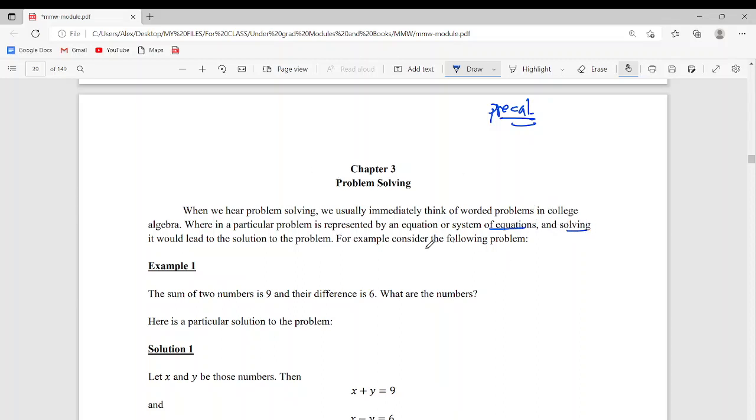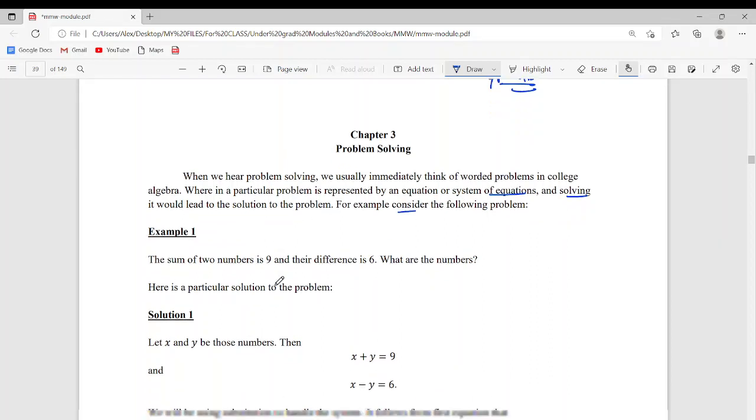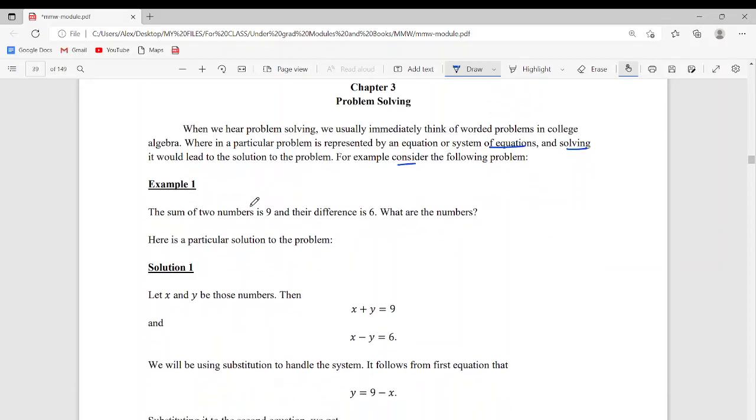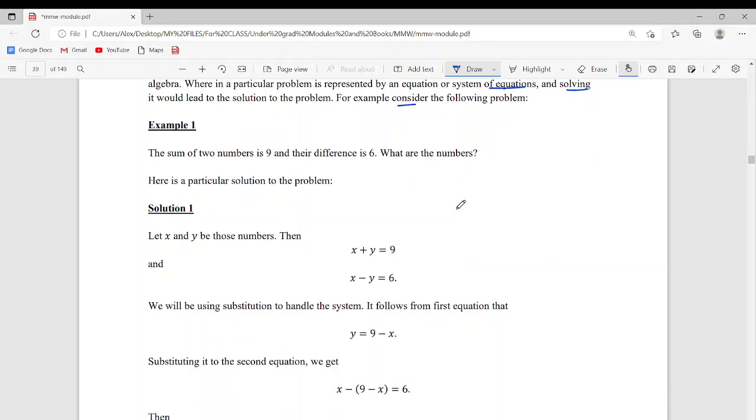Now let's consider this particular problem: the sum of two numbers is 9 and the difference is 6. What should be the numbers? For a solution to this problem, we can denote these two numbers by x and y, and we can let x and y be those numbers. How do we write this as a system of equations?